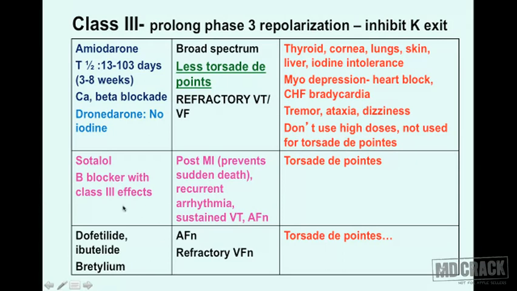The last row is about dofetilide, ibutilide and bretylium. They are rarely used to treat atrial fibrillation, and especially refractory ventricular fibrillation also. And these drugs also will produce Torsade de Pointes arrhythmia.